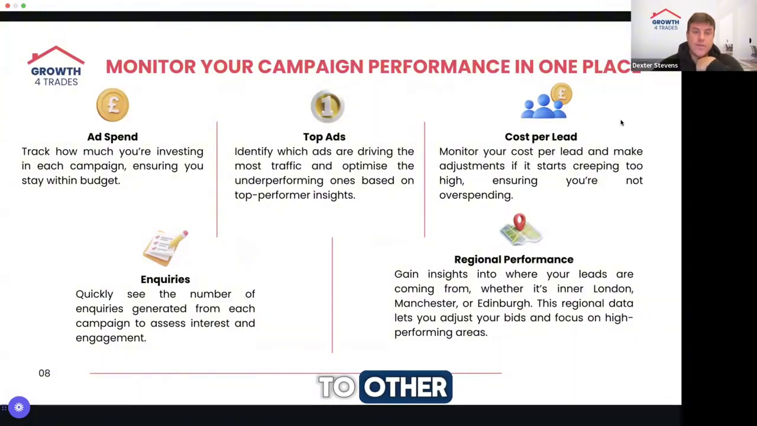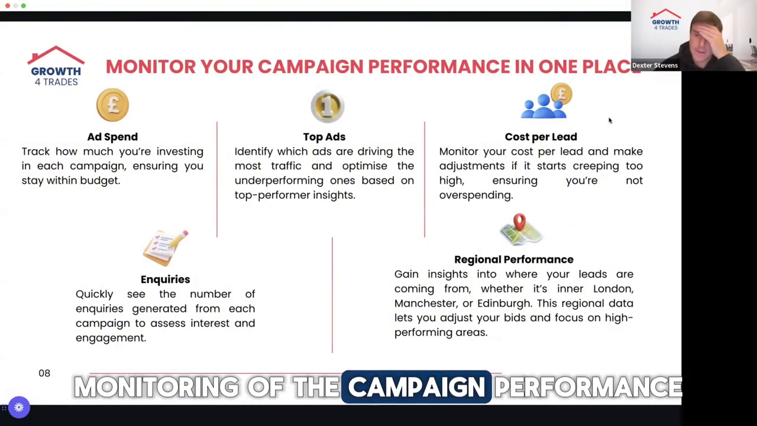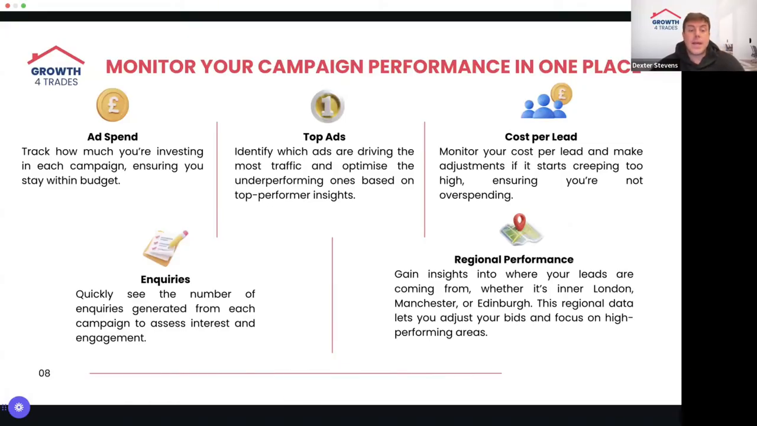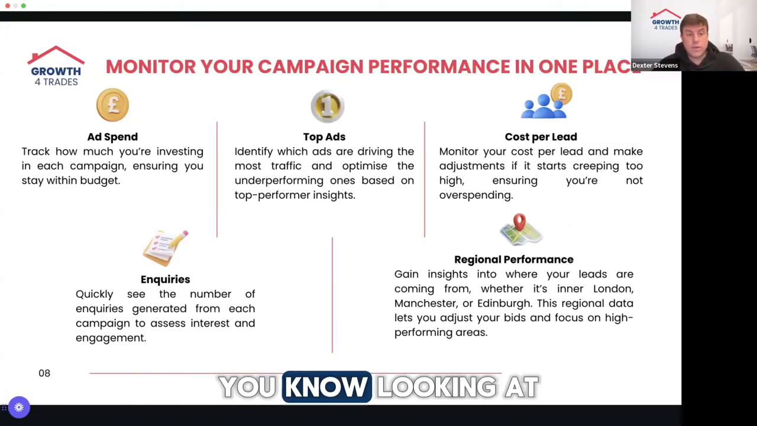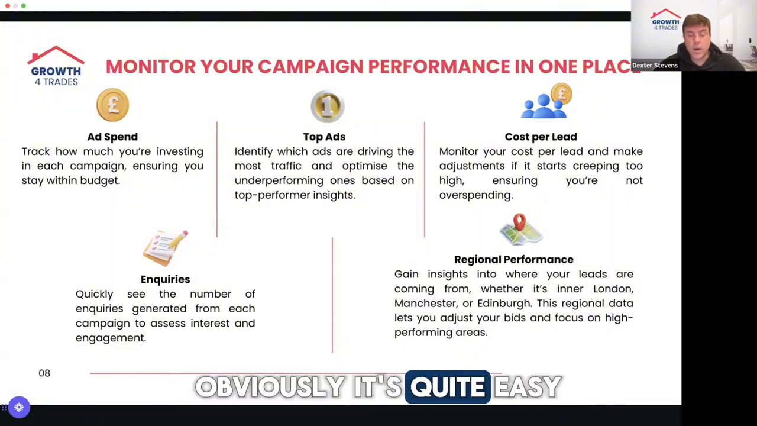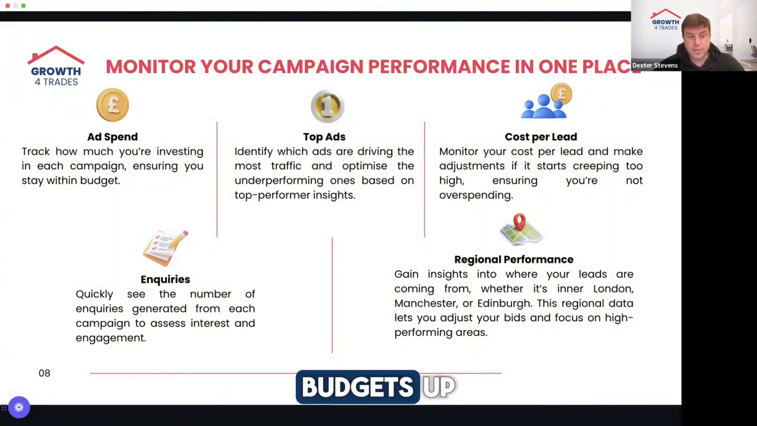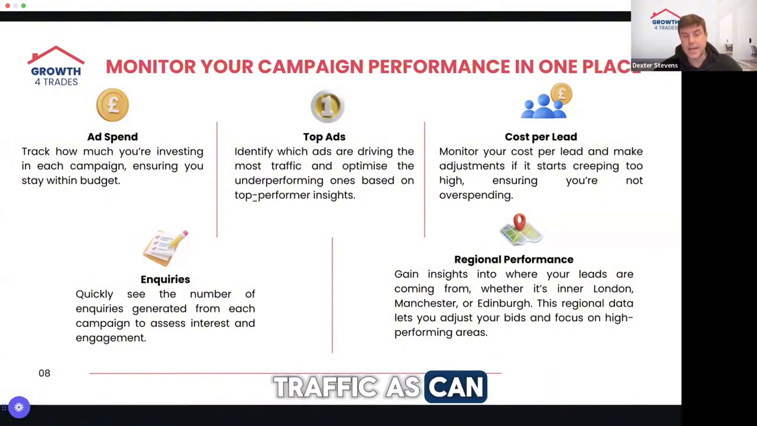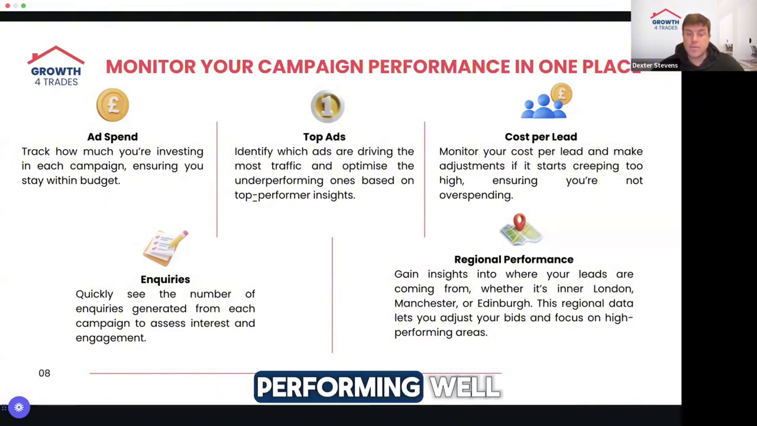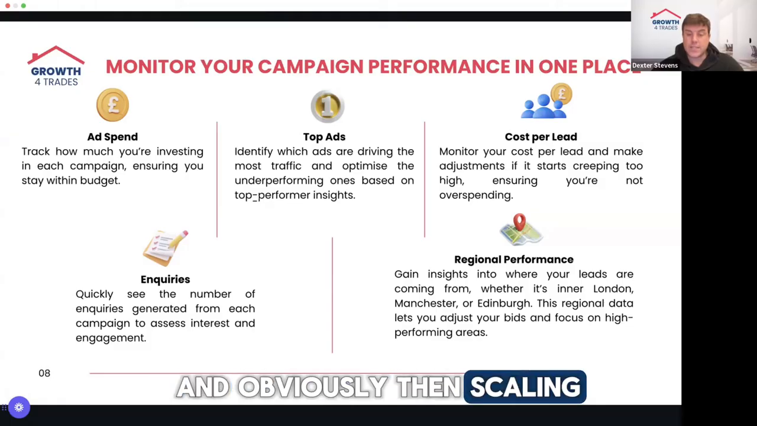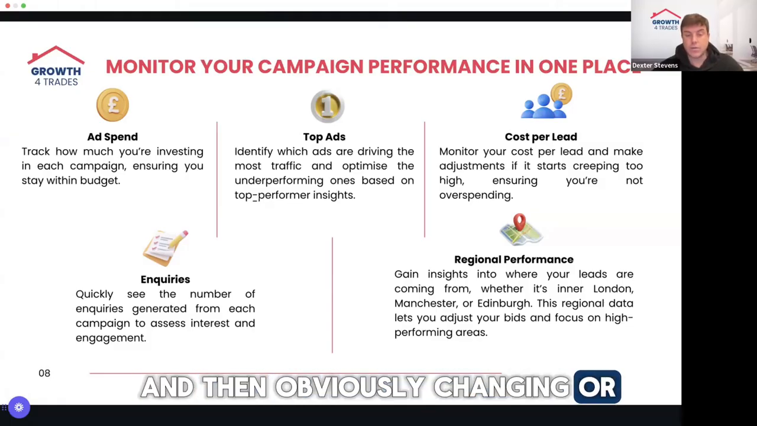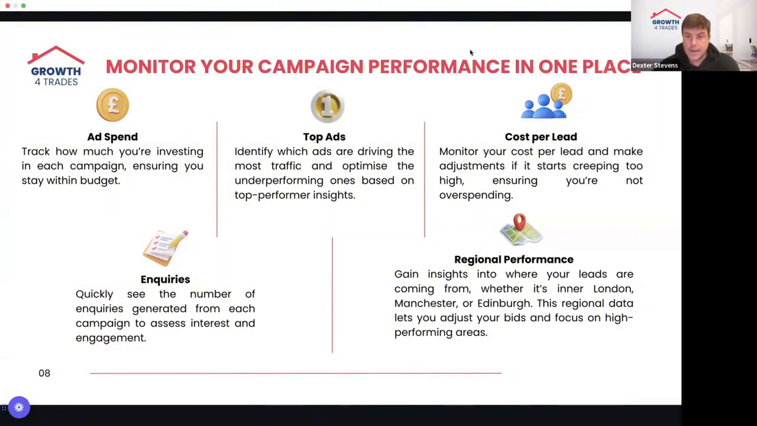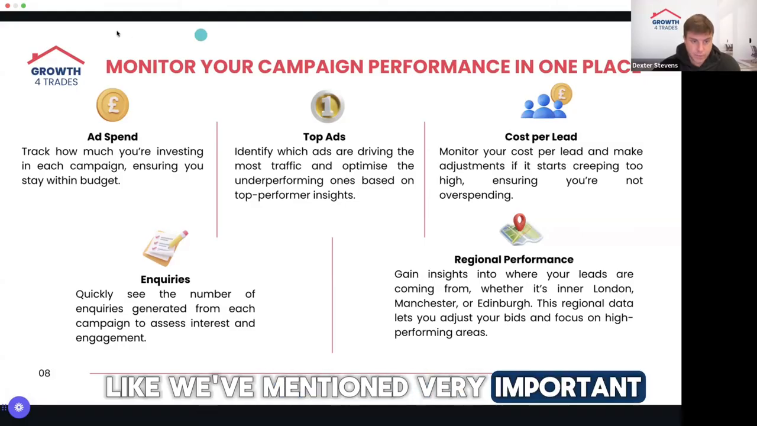Just to go on to other monitoring of the campaign performance, is looking at your ad spend. It's quite easy to keep within the ad spend because you set daily budgets up. But you want to be maximizing that ad budget as much as possible by getting the lowest cost per click to drive as much traffic as you can. Identifying which ads are performing well, and then scaling on those campaigns, and then changing or pausing the underperforming ads. Monitoring your cost per lead, again, is, like we've mentioned, very important.